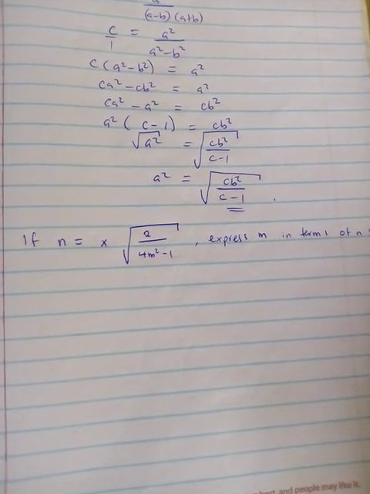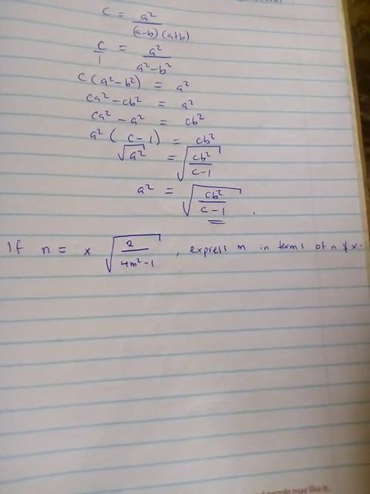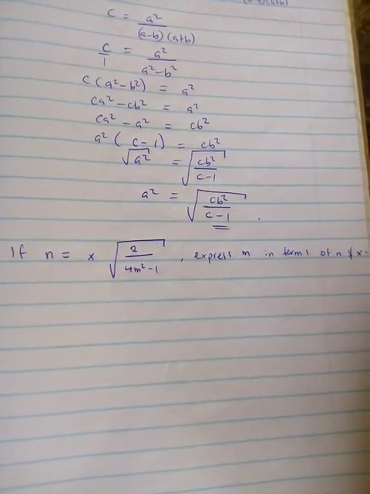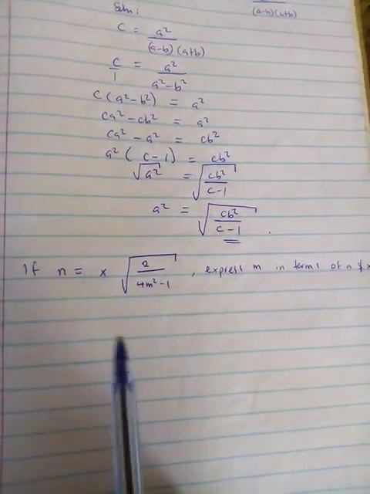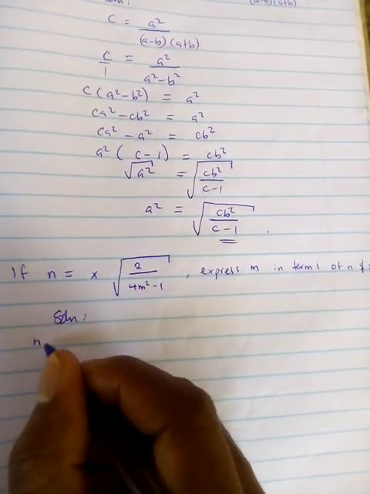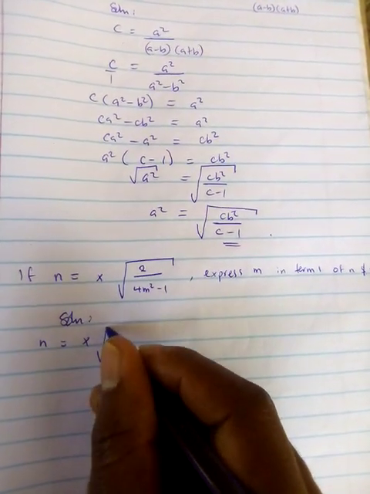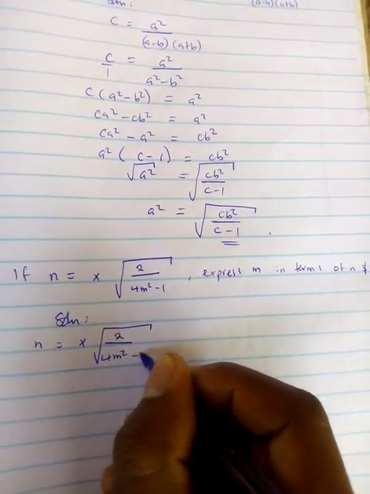We have n is equal to x root of 2 out of 4m squared minus 1. Express m in terms of n and x, in other words make m the subject of the formula. So as part of our solution, we repeat, n is equal to x, the square root of 2 out of 4m squared minus 1.